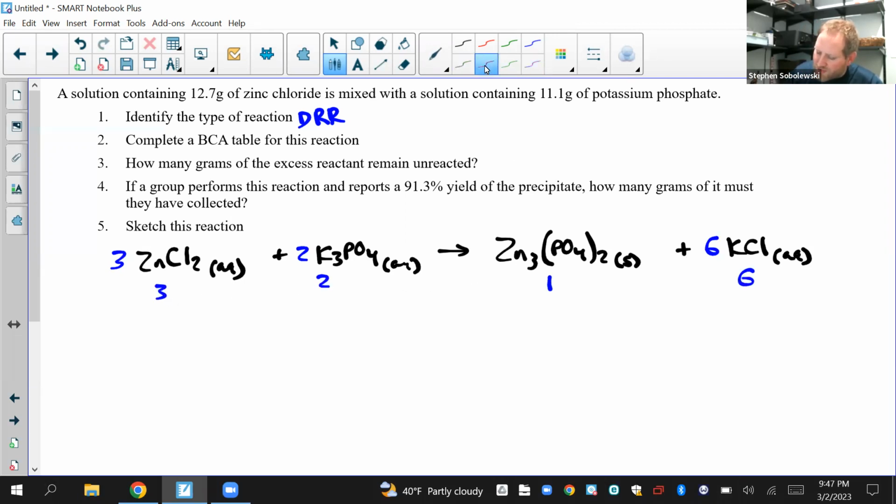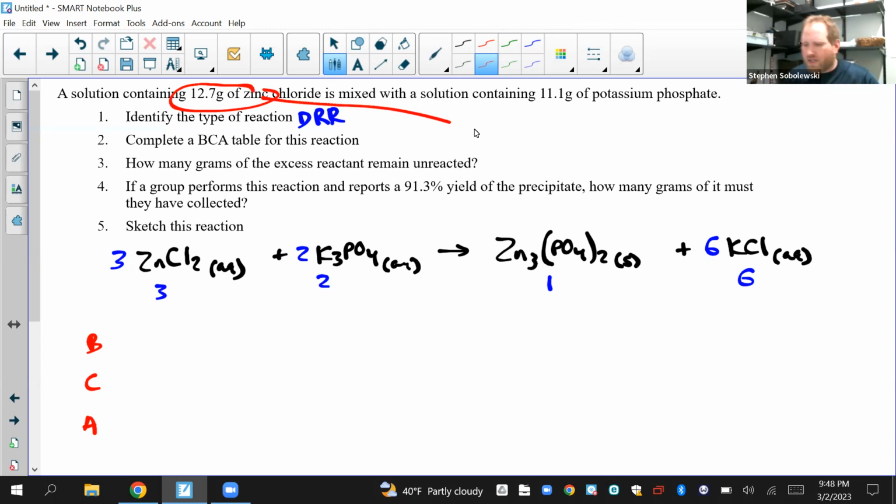All right, here's how we do a BCA table. B, C, A. Before, change, after. How many moles of each of these terms do we have before the reaction takes place? Well, for the zinc chloride and the potassium phosphate, we're going to find out. All right, 12.7 grams of ZnCl2. I'm just going to work this out kind of quickly here.